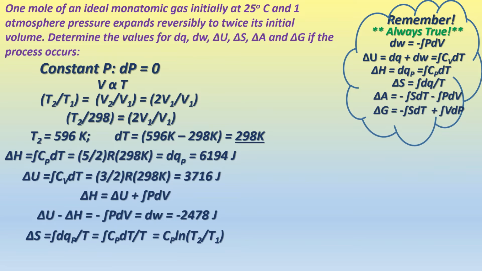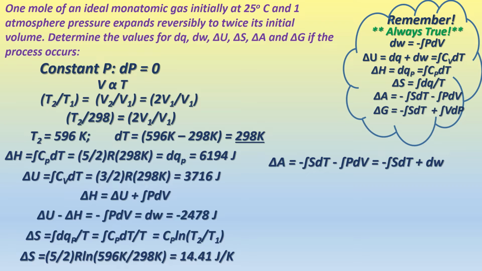Entropy is dq over T. Again, one always has to be careful to note what conditions are being held constant. Since I have a constant pressure, the heat flow is the heat flow at a constant pressure. That's defined as Cp dT. So the integral of Cp dT is Cp log T2 over T1. And the change in entropy is 14.41 joules per degree Kelvin.